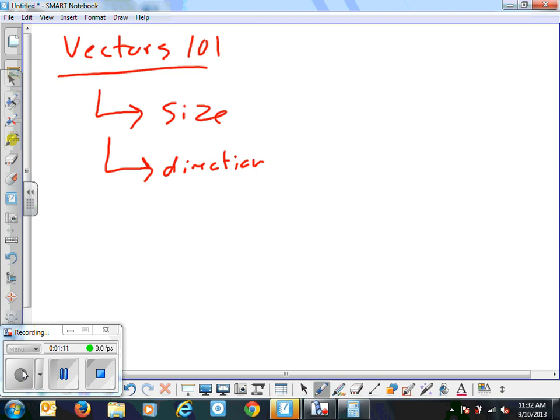Now, this is the way we show a vector with a picture. The size is the magnitude. So in other words, if this vector is 10, then this vector is 5. The length of the line signifies the magnitude. You have to know this for the AP test.